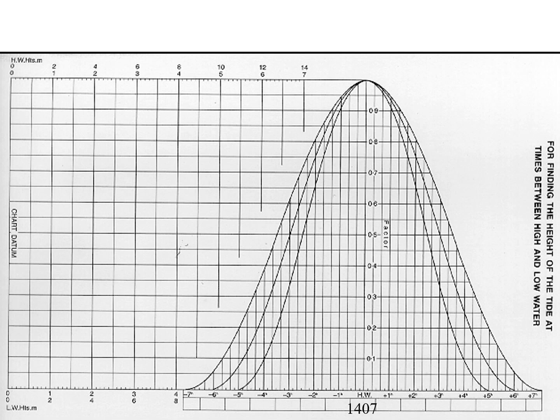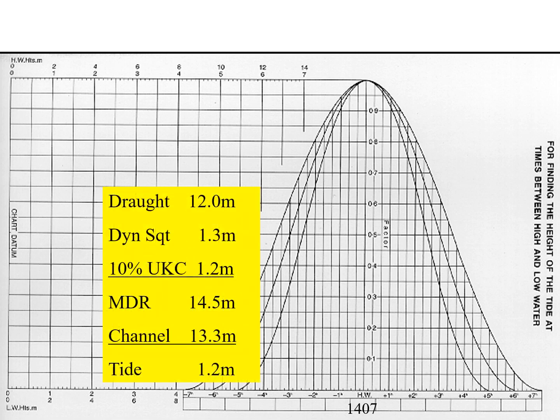Let's determine the tidal window here, but let's consider the information first given to us. The draft of the vessel is 12 meters. The dynamic squat will lead to a further sinking by 1.3 meters. At the same time, we need 10% UKC or underkeel clearance below the keel of the ship. So altogether, we need a maximum depth of 12 plus 1.3 plus 1.2, which is 14.5 meters. But the channel depth is only 13.3 meters. That means we need a height of tide of 14.5 minus 13.3, which is 1.2 meters. So that's the height of tide required for us to safely transit with a UKC of 1.2 meters.